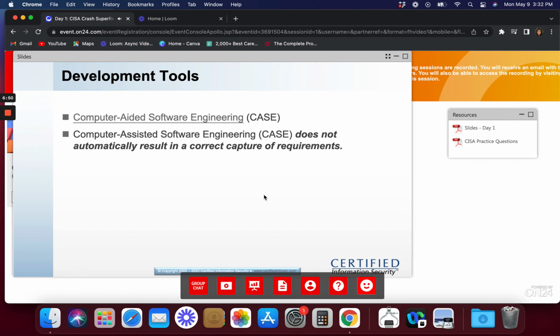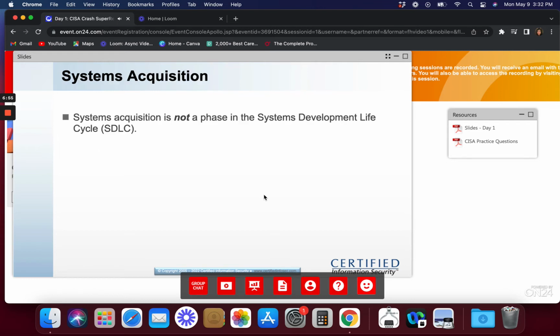Systems acquisition. This is kind of weird. On one exam, ISACA says that, well, when we talk about the systems development lifecycle, if you're developing a system, you didn't acquire it. So an old trick question was, in which phase is systems acquisition in the SDLC model? And you're supposed to recognize that if you're acquiring a system, you're not developing it, so it's not in any of those phases.